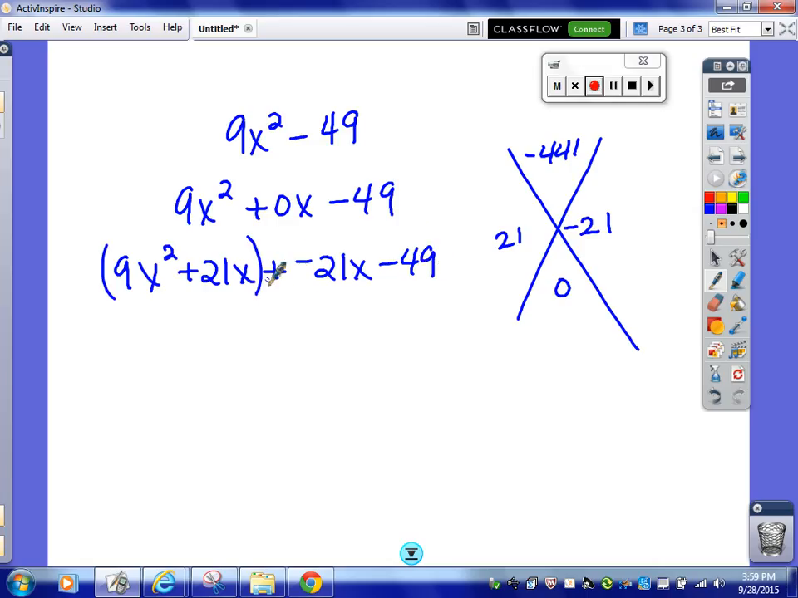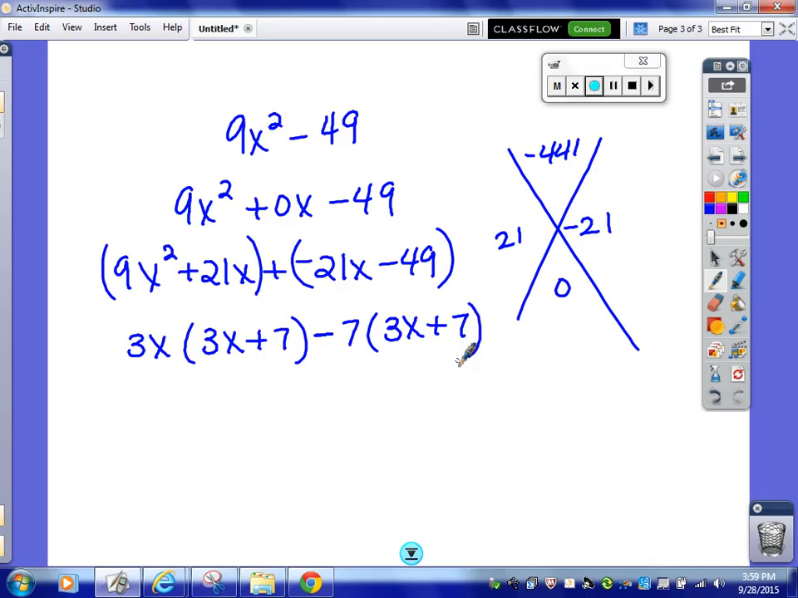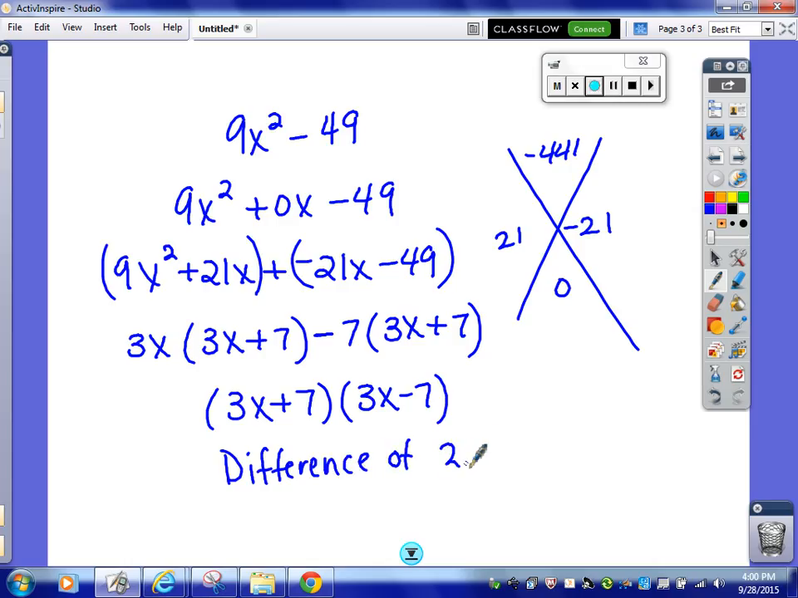Group the first two, group the last two. GCF. My lead coefficient's negative, so I'm going to pull out a negative 7. My common factor is 3x plus 7, and then 3x minus 7. Notice these are conjugates. And we learned earlier in class that when you multiply conjugates together, the middle term drops out. If you recognize these patterns, these are also called the difference of two squares, because both 9 and 49 are perfect squares, and it has to be minus, because if it's a plus 49, it's not going to work. There's nothing that's going to multiply to give you positive 441 and add to give you 0.